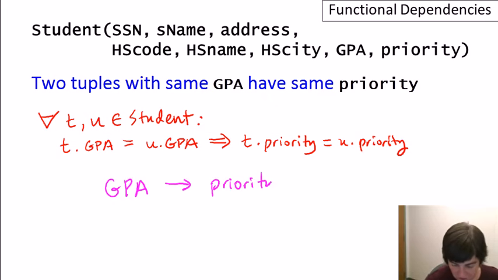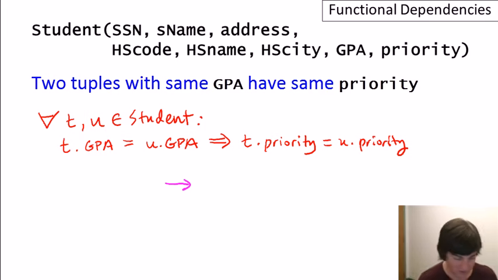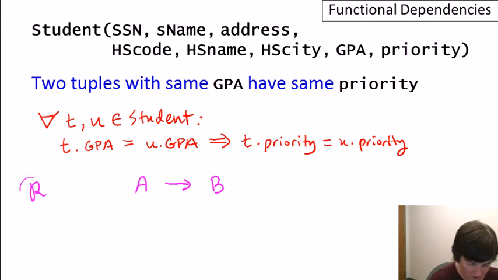So that says the GPA determines the priority, or any two tuples with the same GPA must have the same priority. So that was a specific example. Now let's generalize our definition. So let me replace GPA and priority here with just two attributes A and B of, say, a relation R.